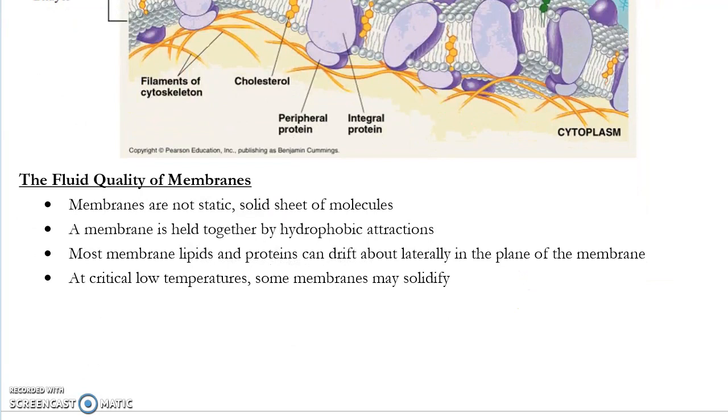Okay, so the fluid quality of membranes. Membranes are never static. Nothing in a biological system is ever static. Everything is always dynamic. Things are always happening. The hydrophobic interactions keep everything together. And sometimes things can move laterally in a membrane. The membrane is in a plane sort of fashion, so things can move around. Yes, it surrounds the entire cell, but things can move, or proteins can cause different reactions for proteins to shift.